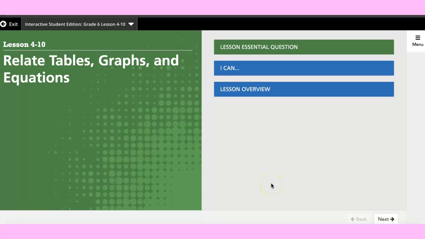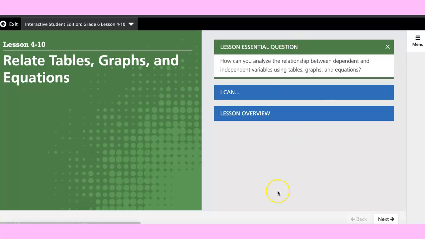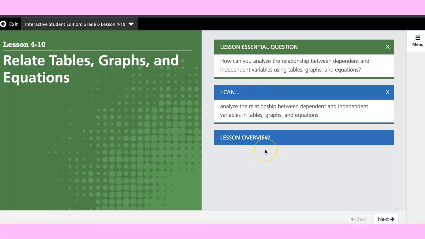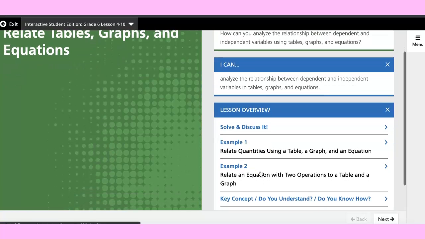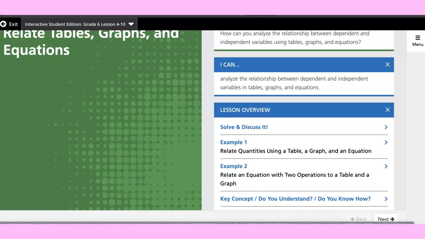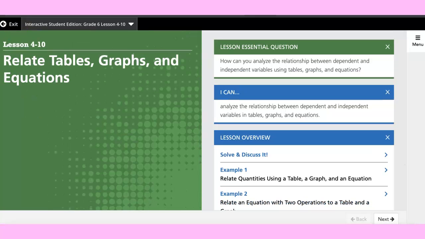Good morning. Right now, in the last lesson on this unit, we relate tables, graphs, and equations. Our essential question now: how can you analyze the relationship between the dependent variable and independent variable using the tables, graph, and equation? And I know that we can analyze the relationship between them. Our lesson overview is the same thing. We're going to do an example and then we're going to do practice. Alright? So here we go.